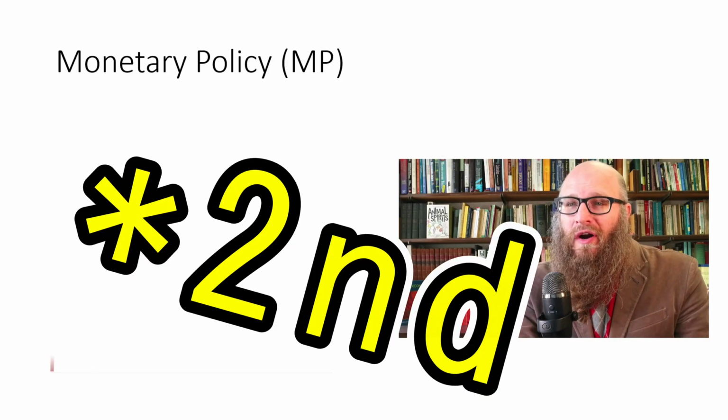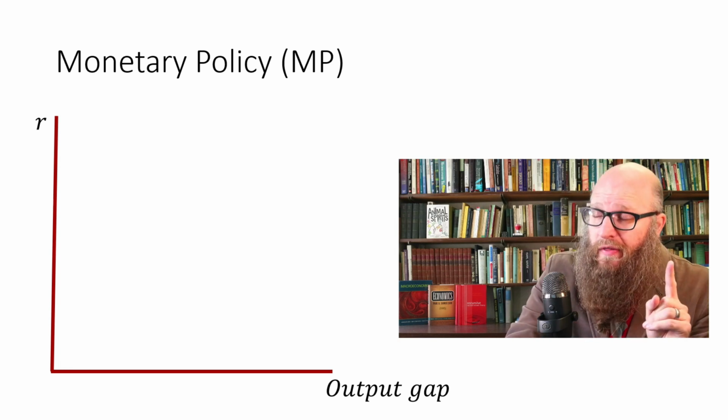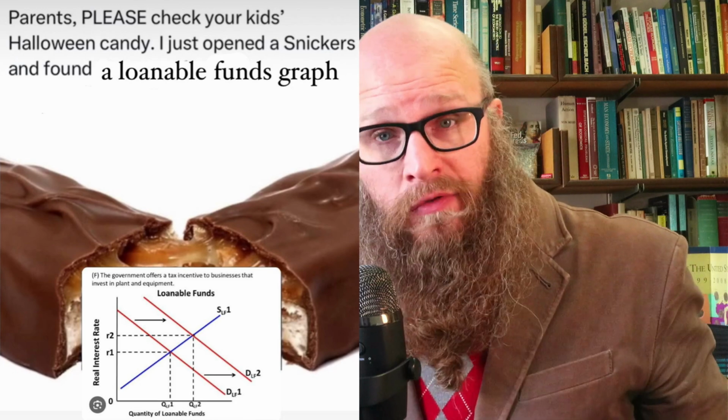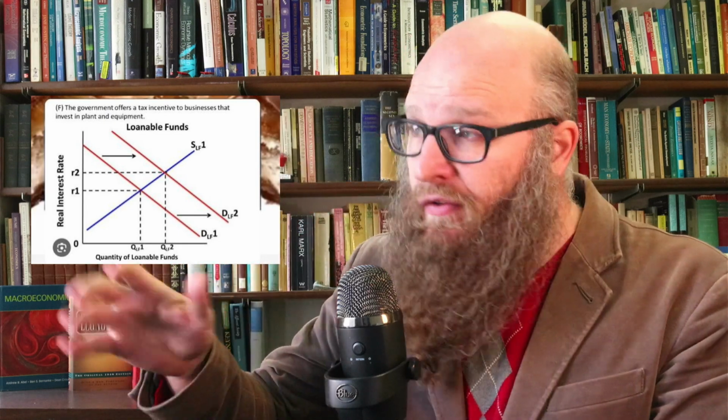Enter our third curve, the monetary policy curve, or the MP curve. But before we draw the curve, I need to ask a question. In a previous video, we already learned where interest rates come from. It was from a different model, the supply and demand of loanable funds. The axes there were the real interest rate, but the horizontal axis was the quantity of loanable funds. We're in a different space here.